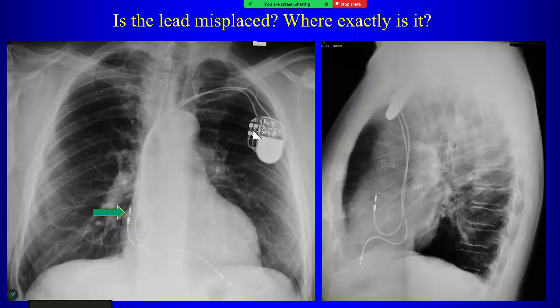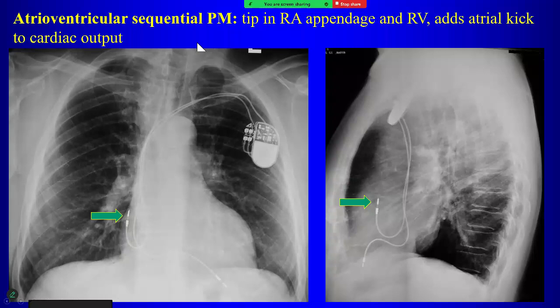So the idea is they'll curl the pacemaker lead and put it in the appendage, and that tends to keep it fixated so it doesn't move around. Okay, so you will see this curve for the right atrial lead. It's very common. It's nothing to be concerned about if you see that. Okay? So these are sequential, so it's a right atrium, right ventricle. This helps to improve the cardiac output because by pacing the right atrium in addition to the ventricle, it adds the atrial kick to the cardiac output when you pace both.